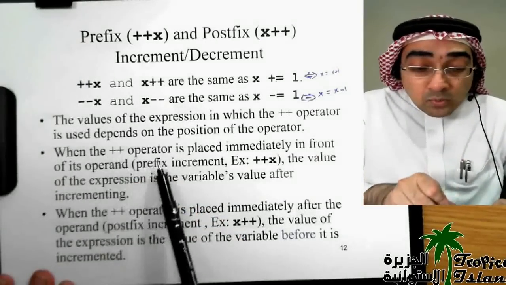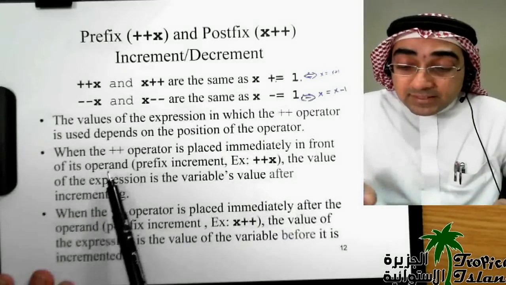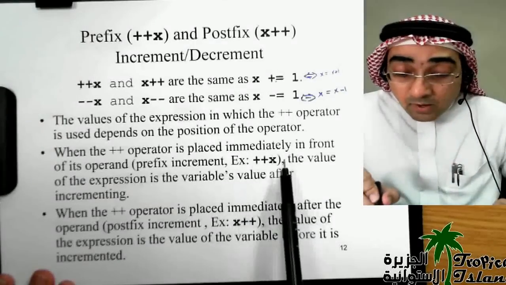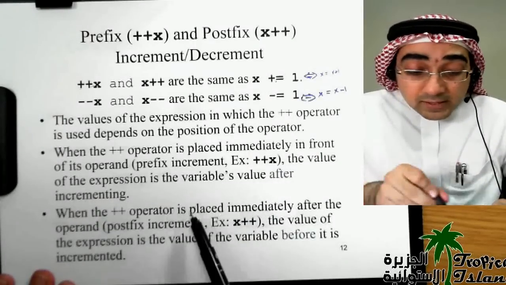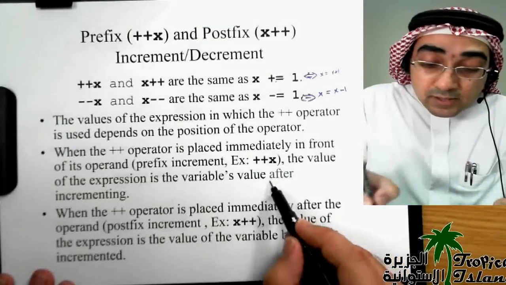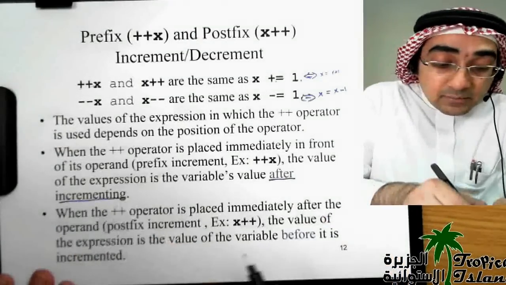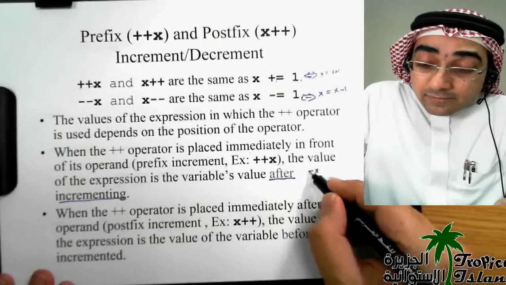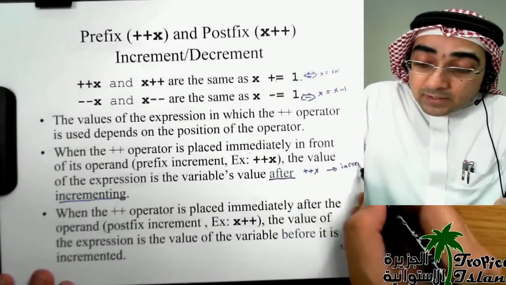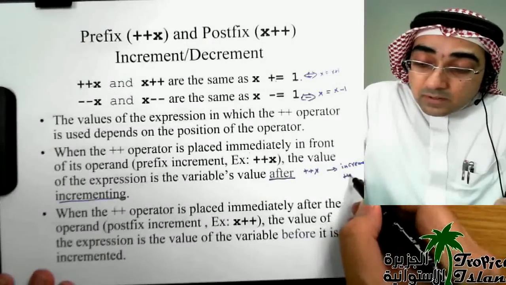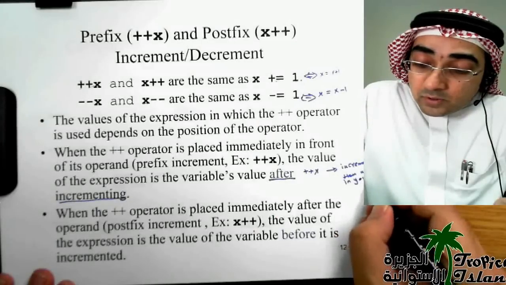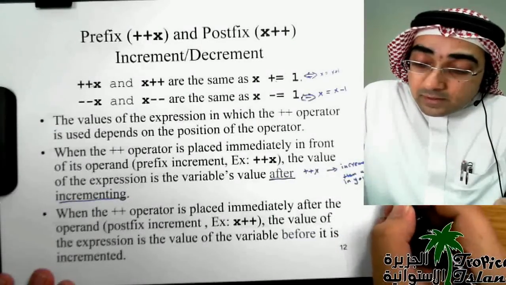When the plus plus operator is placed immediately in front of its operand, that is prefix, so it's before it, the value of the expression is the variable after the increment. So you use the value of the expression after incrementing the variable. Okay, so when you have x and you put plus plus in front of it, you increment x, then use it in your expression.